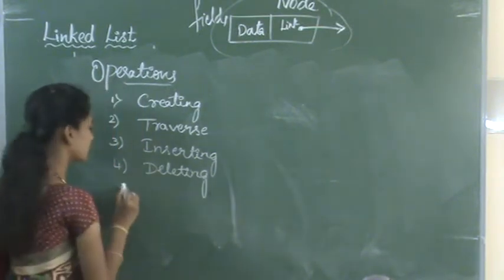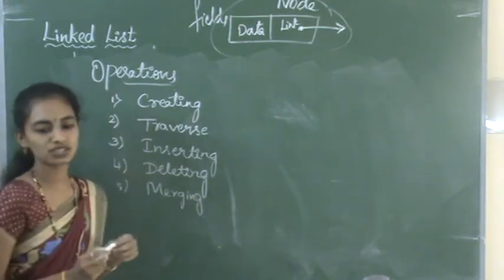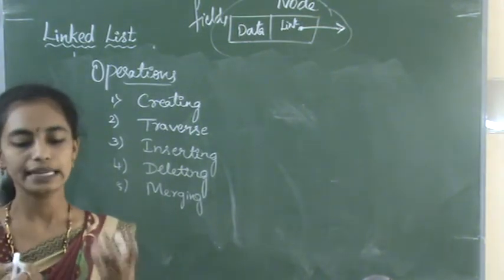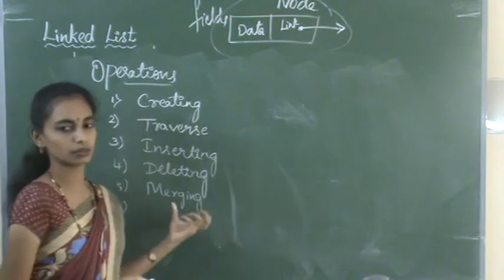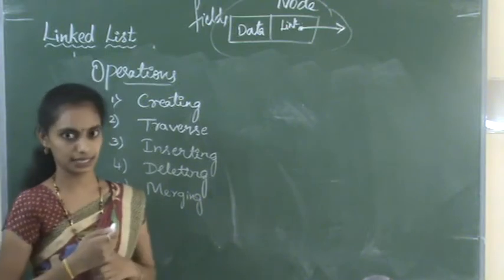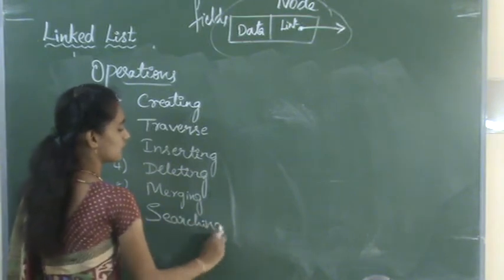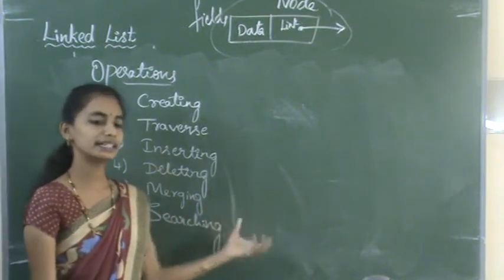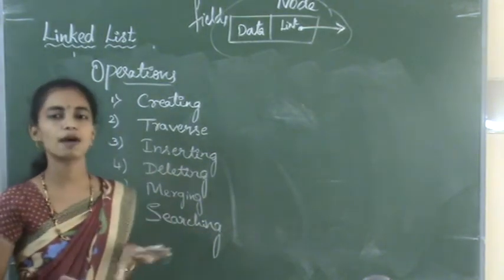Okay. So the next operation is merging. Merging 2 or more linked lists to form a single list. So that we call merging. Merging means combining 2 or more linked lists to form a single linked list. Okay. So the last one is searching in a linked list. Searching an item or finding the item in the given linked list. So these are the operations performed on the linked list.